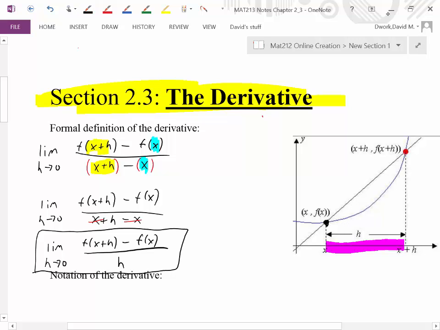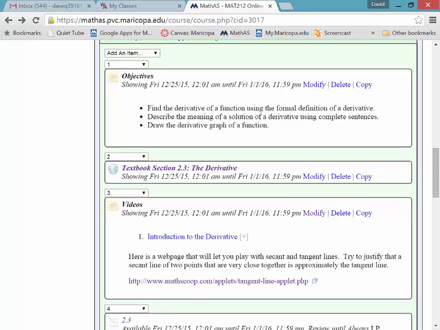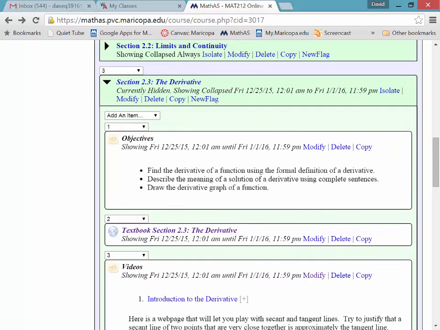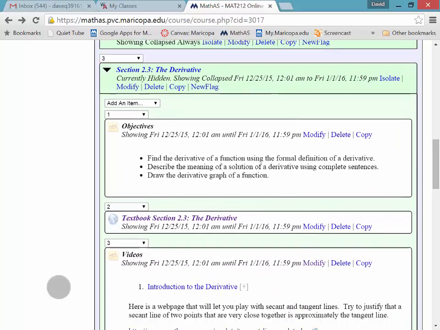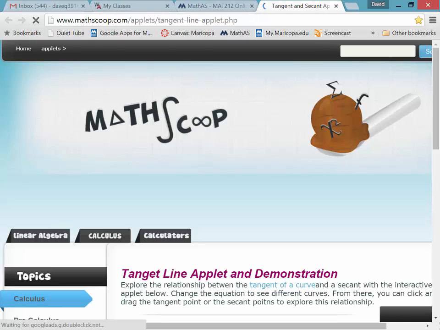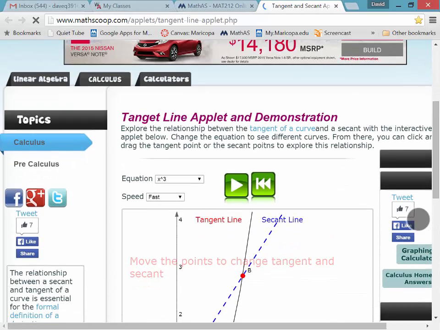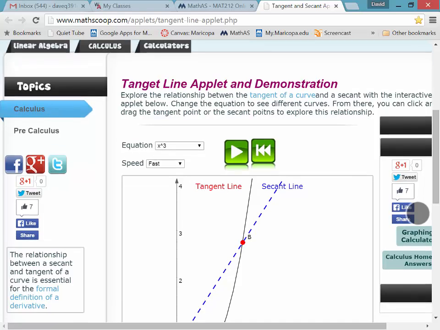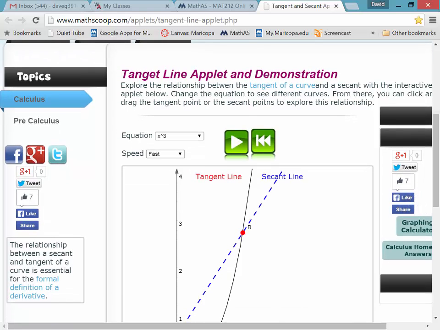So to help you visualize this, if you go into your section 2.3 where you found this video, you will notice in the same area there is a link here. I would like you to click on that link, and this is just if you want to do this in a second and you watch me do it the first time, you can.